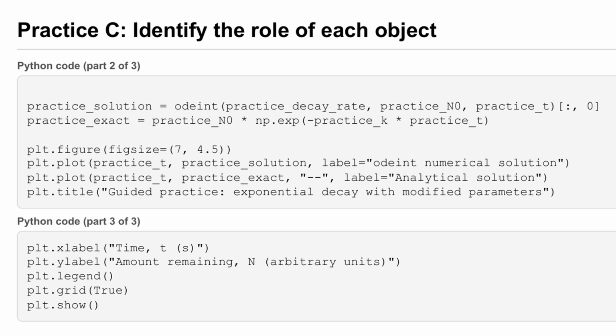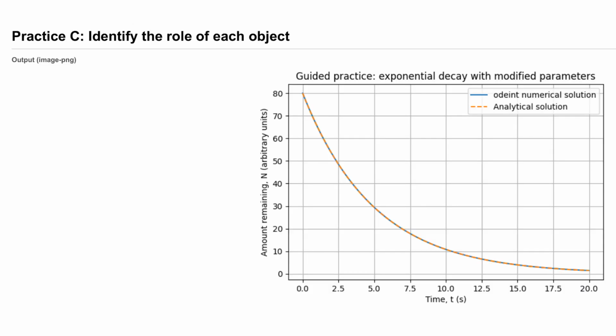You can tweak the initial parameters in the previous slide and rerun this code to see how your changes affect the visualization. Here is the baseline plot for the practice code, showing the correct exponential decay for an initial amount of 80. As you experiment with the parameters, watch how the steepness and accuracy of this curve change.